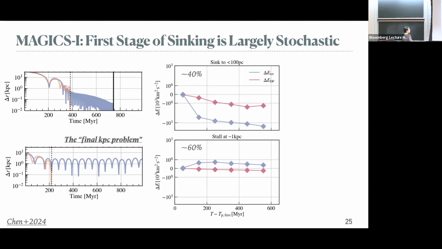Whereas in the other case where the black hole stalls, some of the binaries can actually gain energy from the large scale tidal interaction. And so dynamical friction never really plays a role in this case. Whereas in this case, if the black holes sink to sufficiently small scales, then dynamical friction can play a bigger role in the energy loss. And so we found about 40% of the systems in the resimulation can sink to small scales, whereas about 60% of them will stall in the larger orbits.